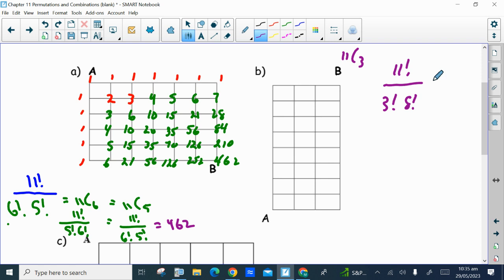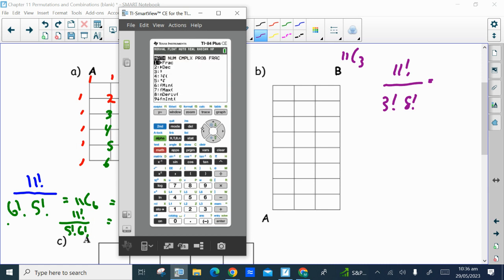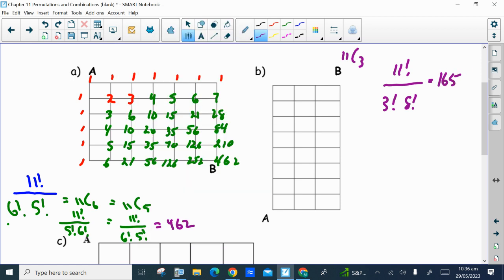Okay, so this is one way to get this answer, and then we'll also go back and do it using Pascal's triangle. 11 factorial divided by 3 factorial times 8 factorial. And whoops, I've got to change that. I hit times there instead of divided by. So there we go. 165 ways, 165 different routes could be followed to get from A to B. So we should get that same answer if we use Pascal's triangle.